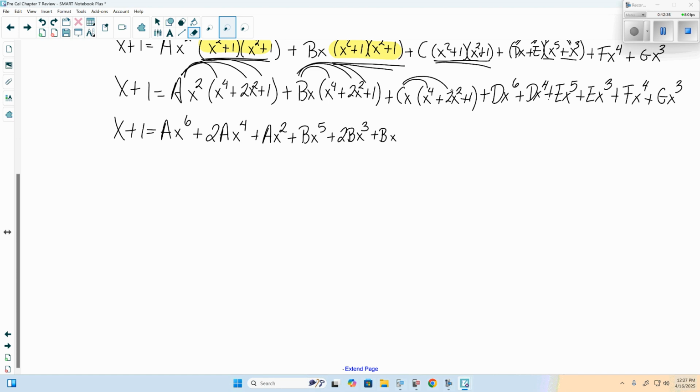And the last set of multiplications we have is with cx. cx times x to the fourth is cx to the fifth. cx times 2x squared is plus 2cx cubed. And lastly, cx times 1 is plus cx.